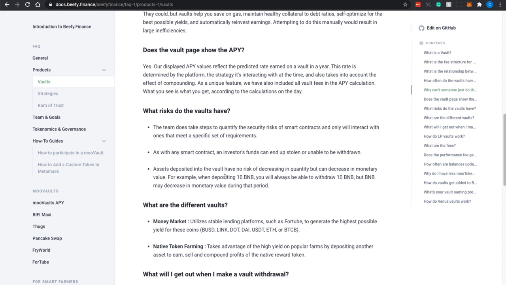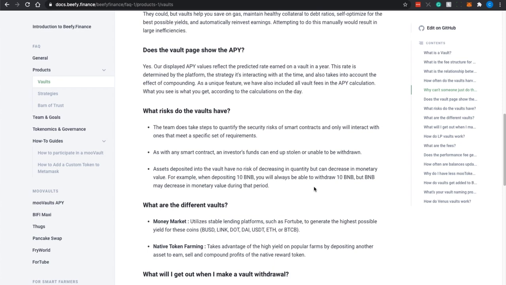Another thing is that if you deposit your assets into their vault or any vaults, especially single token vaults, meaning you deposit, for example, BNB, your risk will be in terms of these monetary values. For example, if BNB increases in price, that's a good thing, right? But what if BNB drops a lot in price? That is your risk, that you can't immediately liquidate your BNB if you want to.